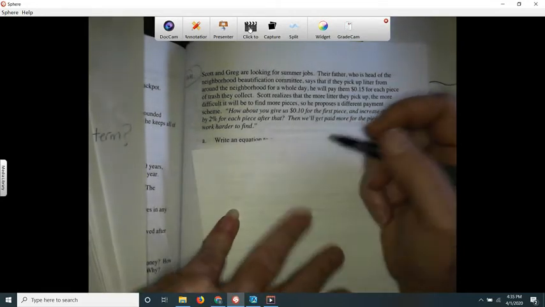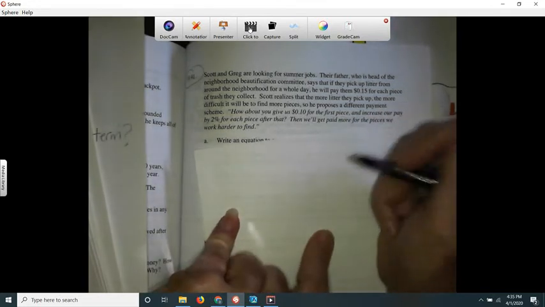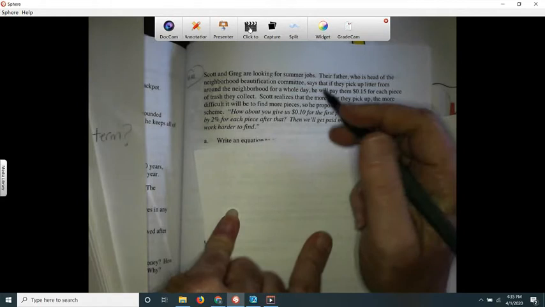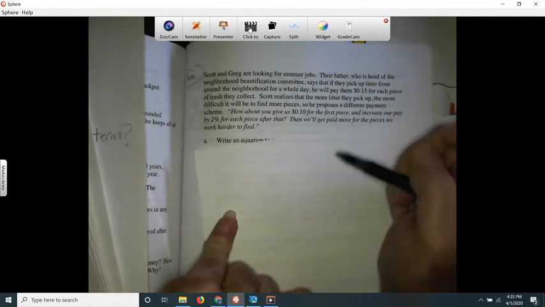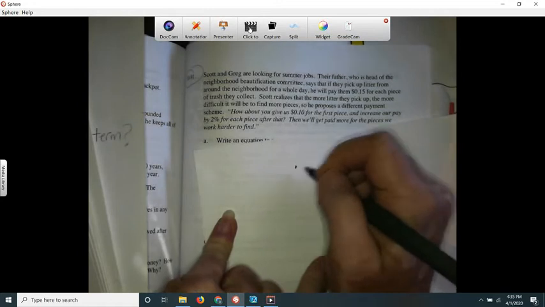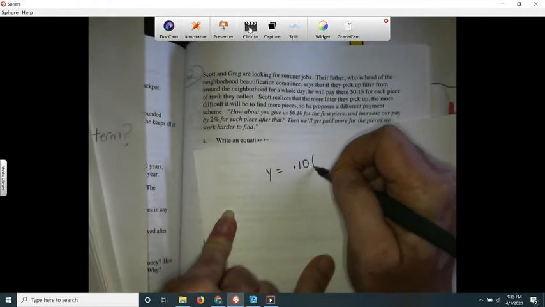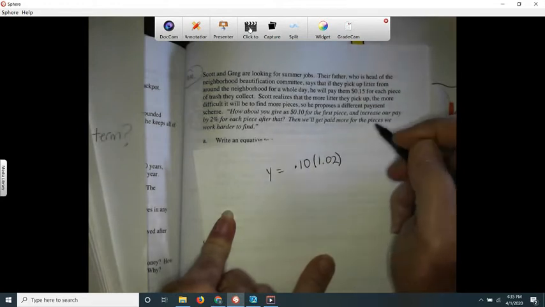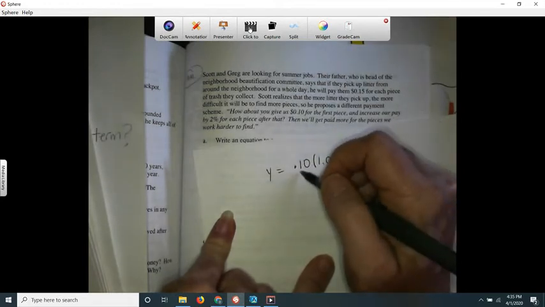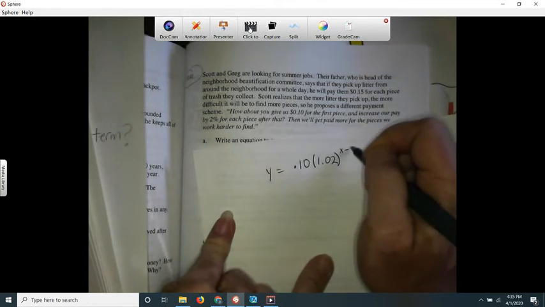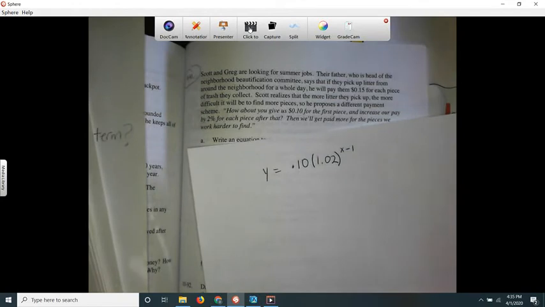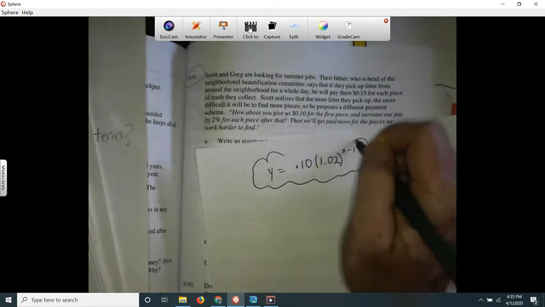So write an equation. So I always say y equals a times b to the x, but I want to remember I want a to be the first term, not the 0th term. So the first term, that's going to be 10. And then they're going to increase by 2%. So that would be 1.02. And then since I'm using the first term here, I need to go x minus 1. Okay. So this right here is our formula for just finding a term.